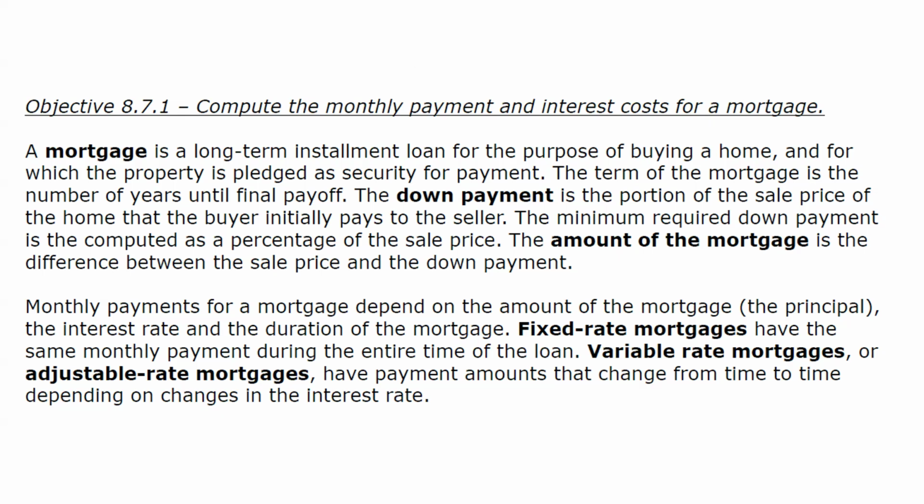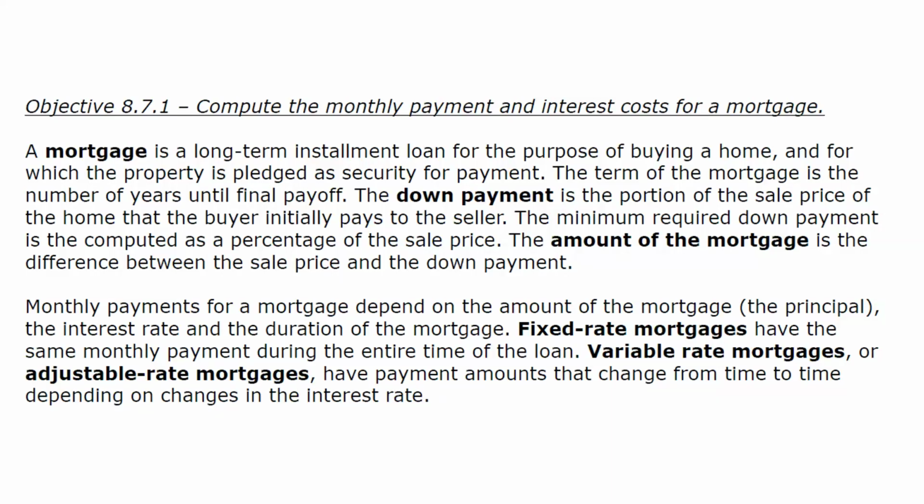A mortgage is a long-term installment loan for the purpose of buying a home, and for which the property is pledged as security for payment. The term of the mortgage is the number of years until final payoff. The down payment is the portion of the sale price of the home that the buyer initially pays to the seller. The minimum required down payment is computed as a percentage of the sale price. The amount of the mortgage is the difference between the sale price and the down payment.